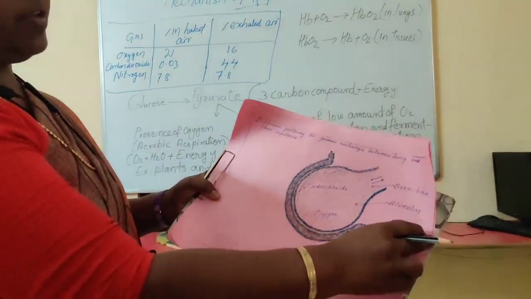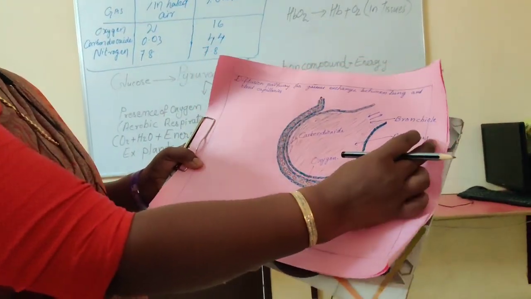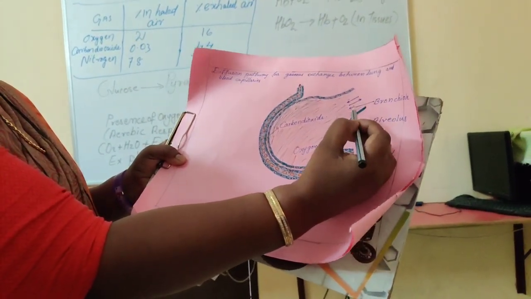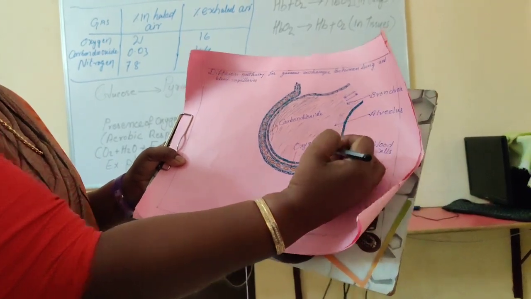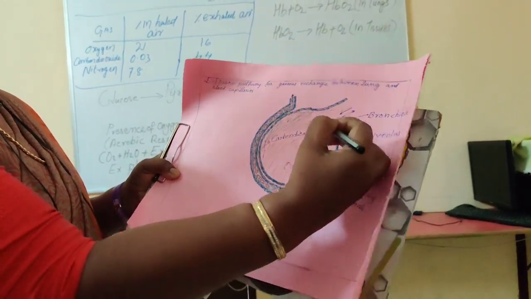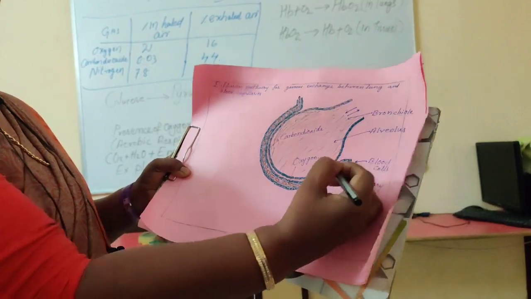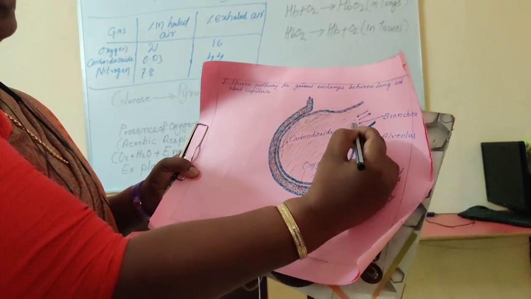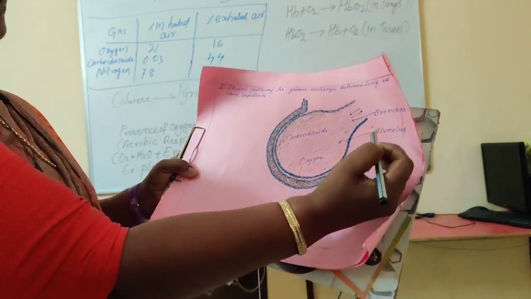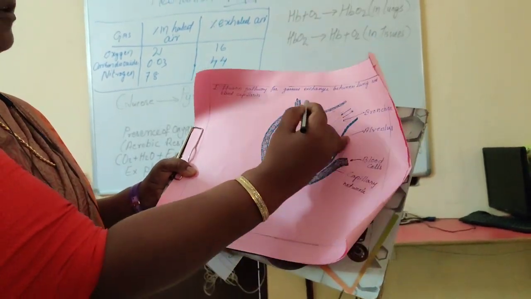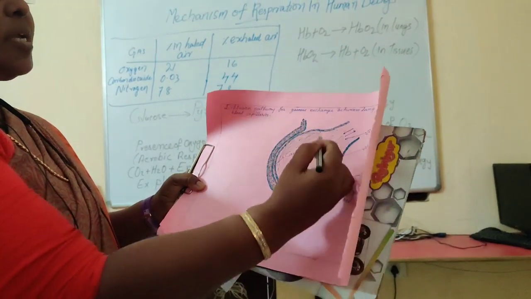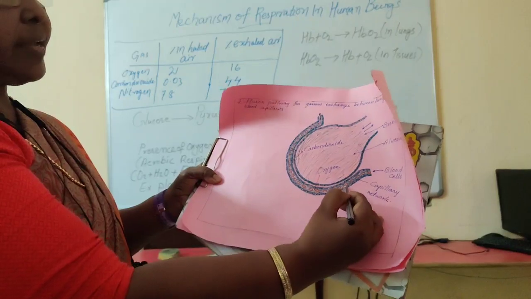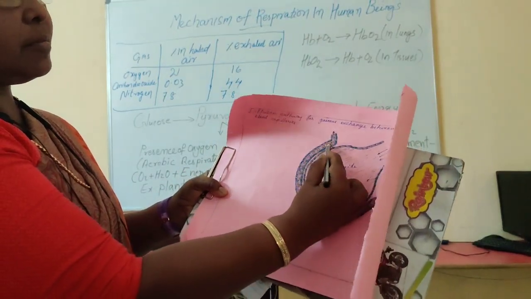This is the diagram of the alveoli. In the previous class also I have explained to you. At the end of the bronchioles, air sac-like structures are there, called alveoli. And the alveoli are surrounded by a capillary network. This is the capillary network, this part.